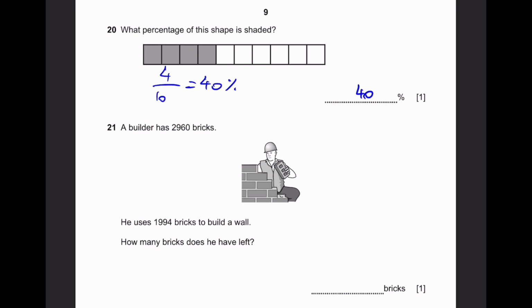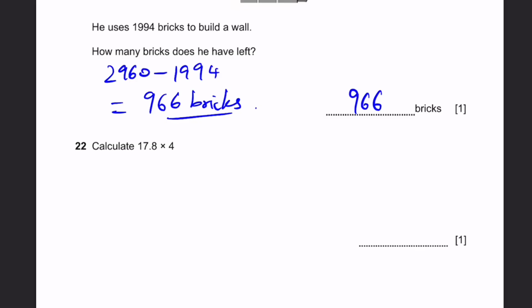Question 21. A builder has 2960 bricks. He uses 1994 bricks to build a wall. How many bricks does he have left? That'll be 2960 minus 1994, and that'll be equal to 966 bricks. That's how much he has left. That's the answer.